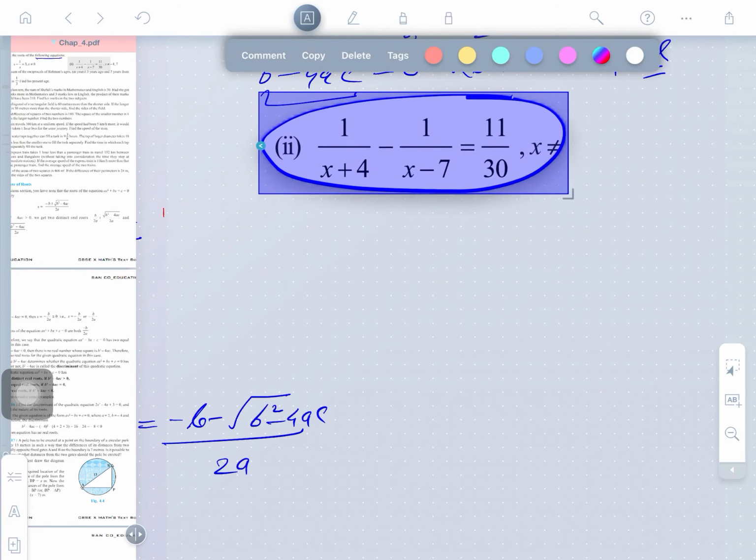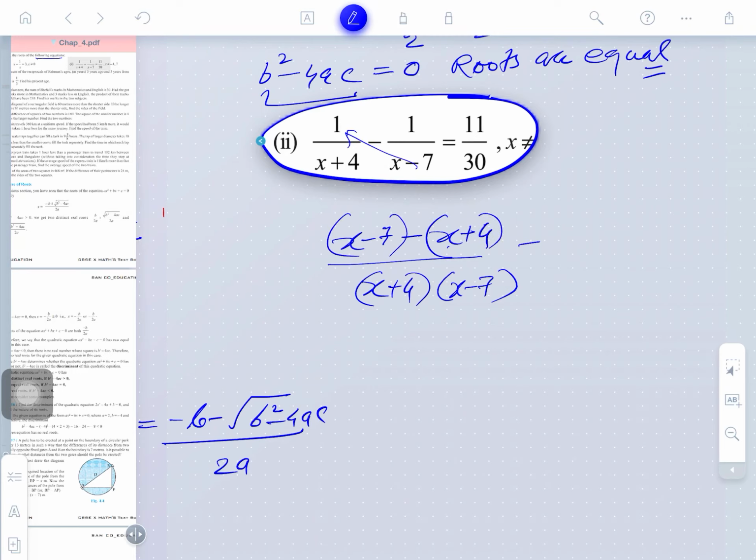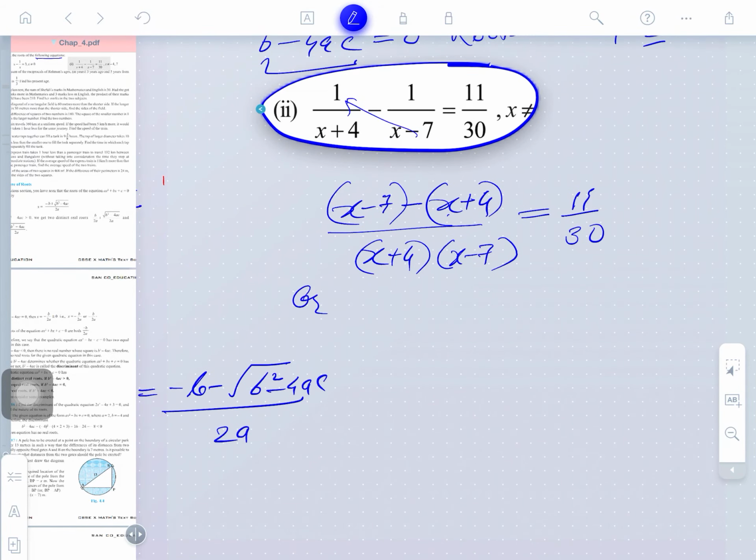So look, what is the method to be used here? LCM, first is to take the LCM. It's x plus 4 and x minus 7. This goes here. Okay, minus x plus 4, this goes here. They are always kept in brackets, parentheses. So the sign will change here. So open the bracket: x minus 7 minus x minus 4, also divided by a plus b, a minus b.